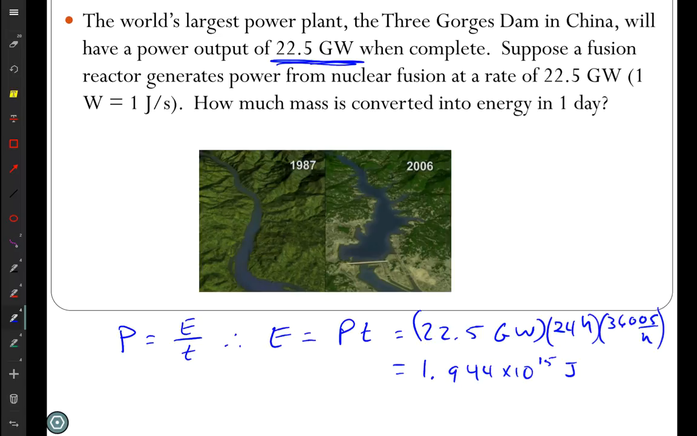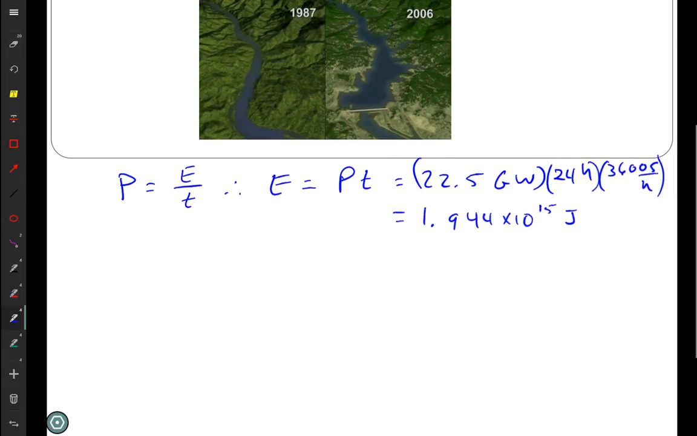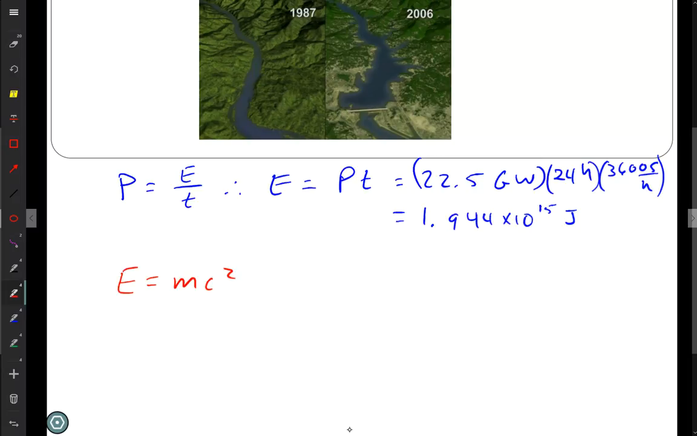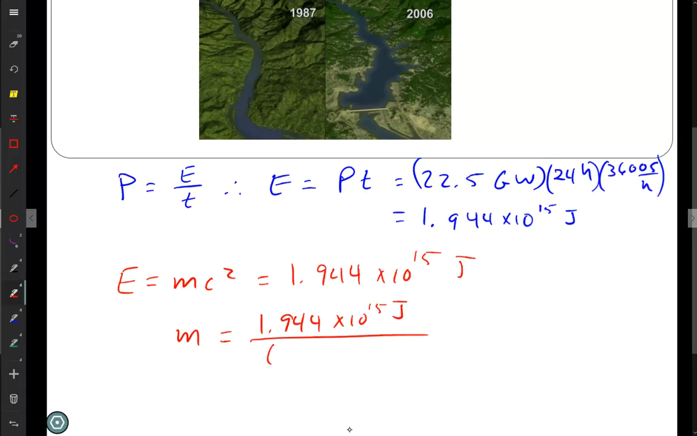And so now we want to calculate from this how much mass the sun would have to convert into energy to equal that. And so then I'm going to use which equation? E equals what? So that means the mass is going to be that 1.944 times 10 to the 15th joules divided by 3.00 times 10 to the 8th meters per second quantity squared.